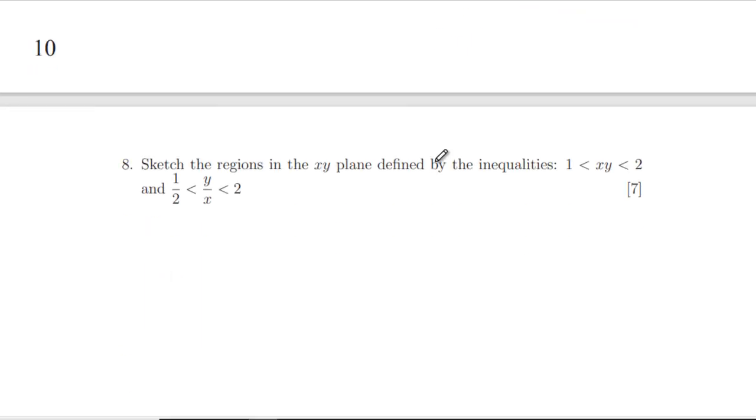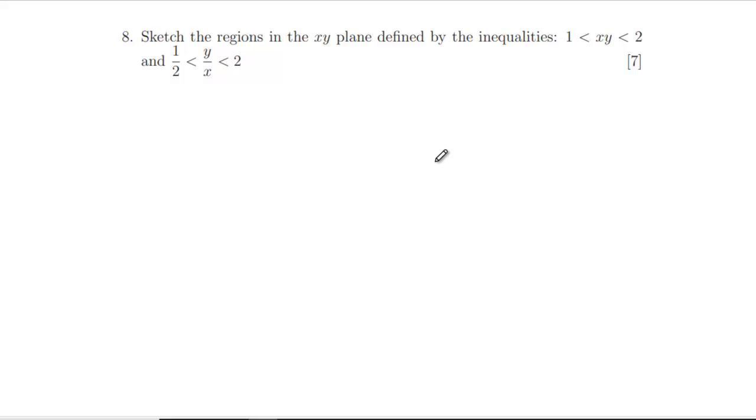Where are we? Oh, we're on to sketching now, which they still really liked back in the day. Sketch the regions in the XY plane defined by these inequalities. Right, okay, so this is going to be interesting, I think. Well, maybe it won't be, but you never know.